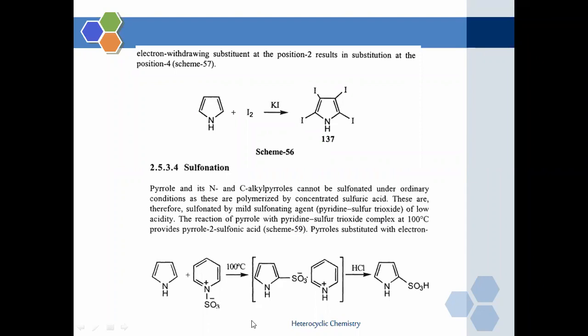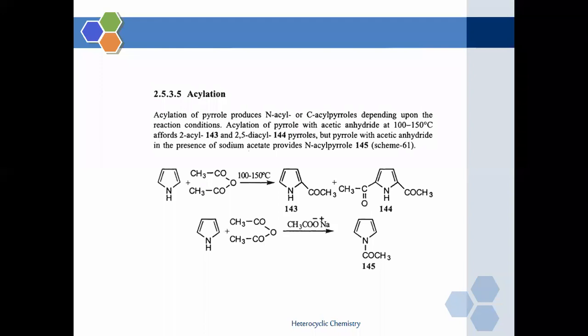So when pyrrole reacts with pyridine sulfur trioxide for the sulfonation reaction, sulfonated by the mild sulfonating agent, that is pyridine sulfur trioxide at low acidity, the reaction of pyrrole with pyridine sulfur trioxide at 100 degrees centigrade provides pyrrole-2-sulfonic acid. So they will give the formation of product. In the presence of hydrochloric acid, they are going to offer the product pyrrole-2-sulfonic acid. Now the next reaction of pyrrole is acylation reaction.